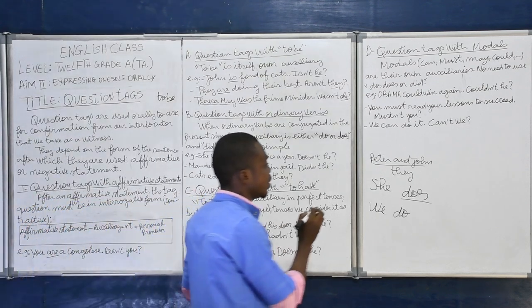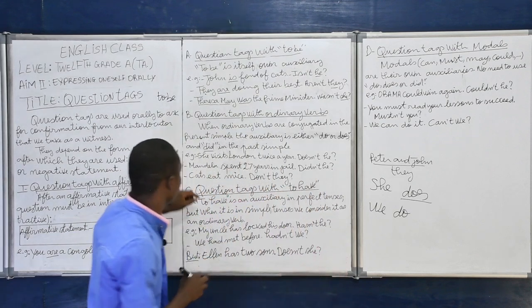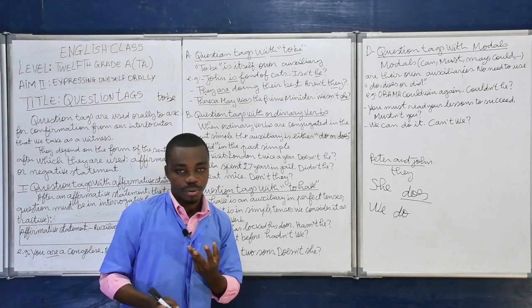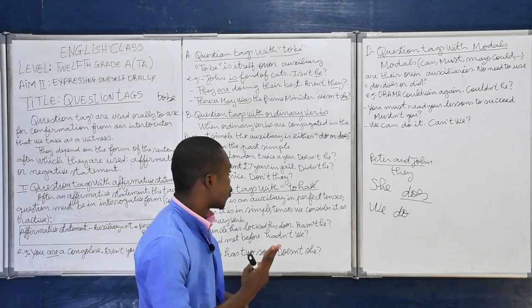Okay, contracted. So for this sentence, she visits London twice a year.